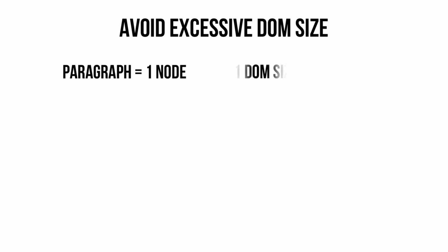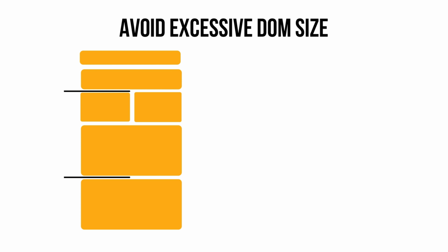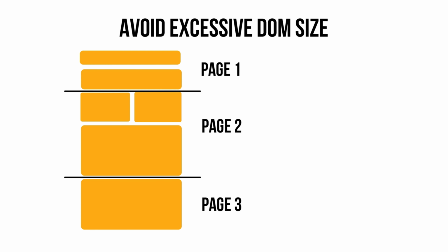So every paragraph you write on a web page adds to the DOM size. Every link you insert adds to the DOM size as well. So if your article is super long with 10,000 words and above, you can expect a large DOM size. And that's where you need to find opportunity to split the long content into shorter content.